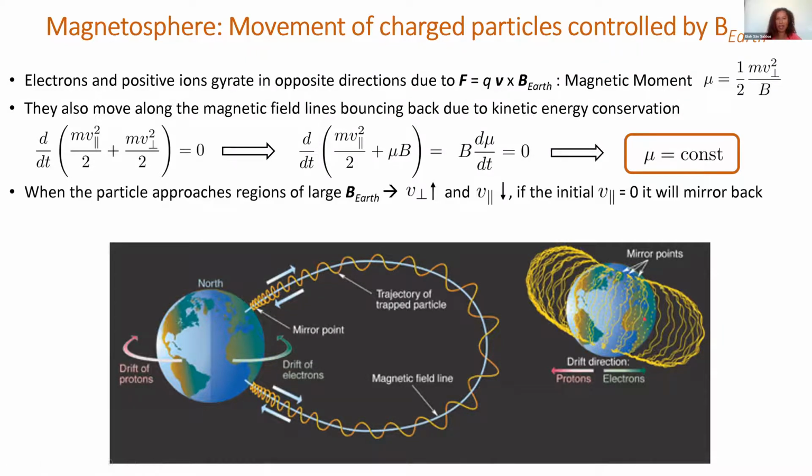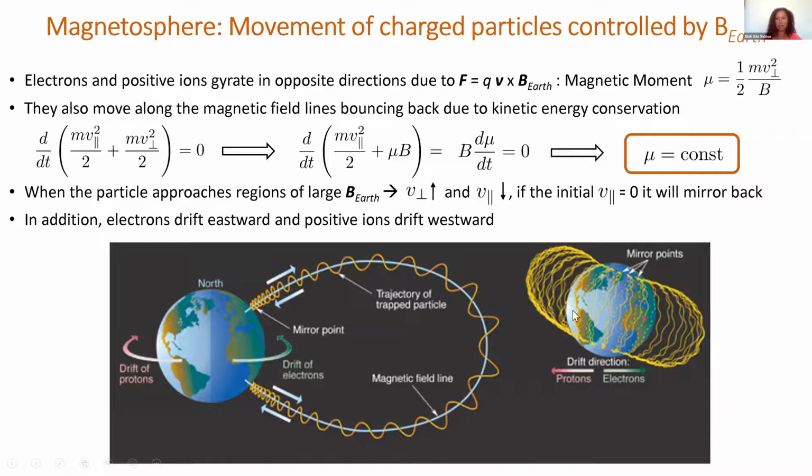So what happens is that when the particles reach regions of increased magnetic field, the perpendicular velocity grows while the parallel velocity goes down. And if there is no initial velocity, it will reach a point where the parallel velocity will be equal to 0, the perpendicular velocity will be maximum, and then the particles will feel a force and will come back along the field line in the other direction.